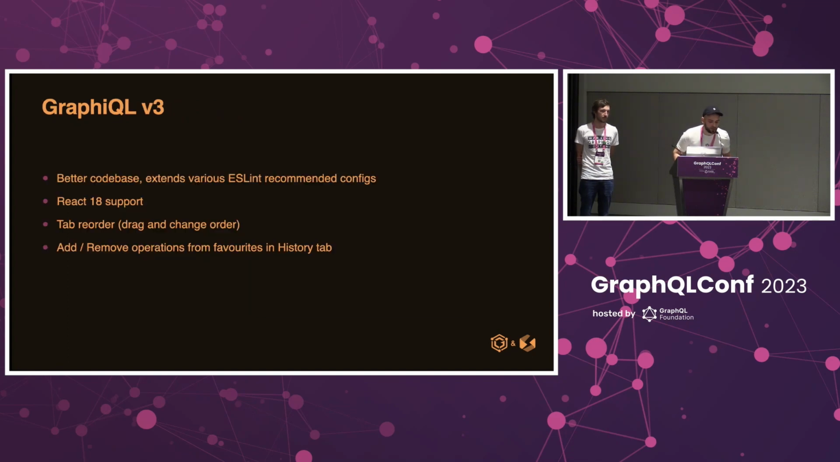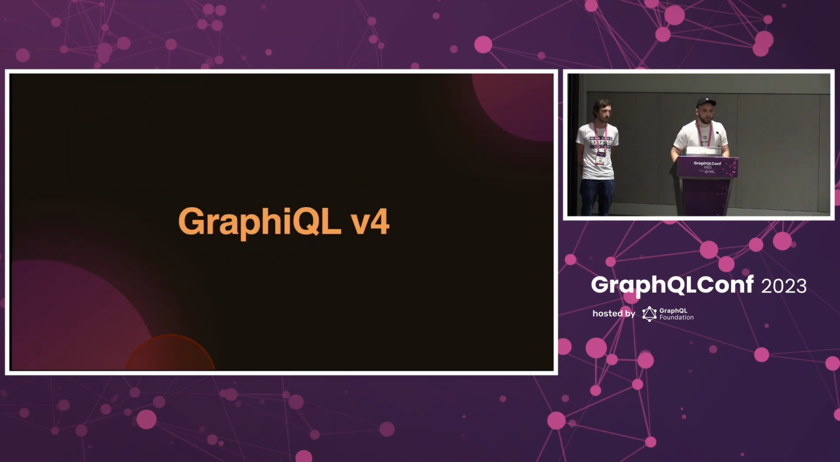So the summary of GraphiQL v3 is a better code base, various ESLint config was extended, React 18 support, tab reorder, and favorites in history tab. And now we come to GraphiQL v4. By the way, for the version v3, you must know that this is like a bridge for the future. So we start with GraphiQL v4.